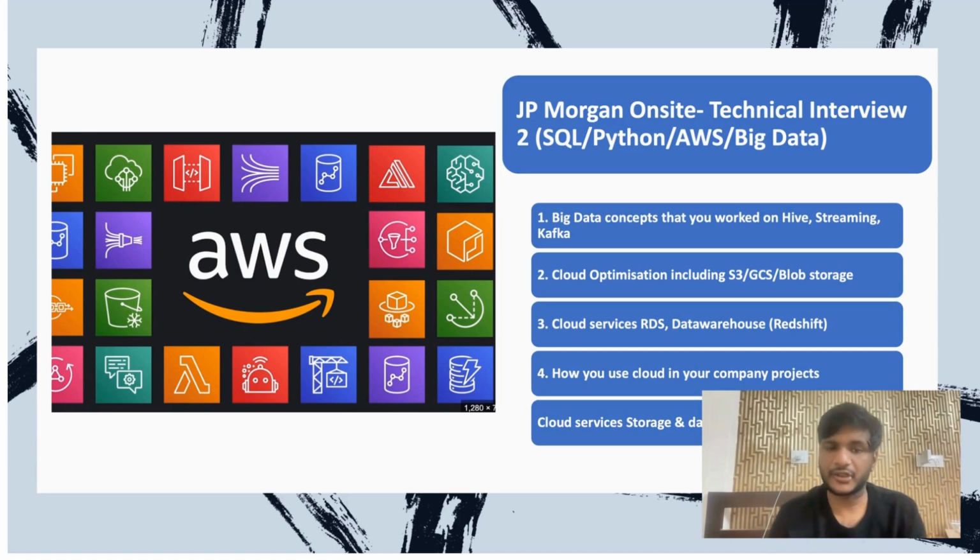Also I cleared the second round of the data engineer interview at JP Morgan. The second round is based on SQL, Python, AWS, plus the previous resume-building part, and some questions on Java and some questions on big data concepts. So these questions were asked by the interviewer in the interview.